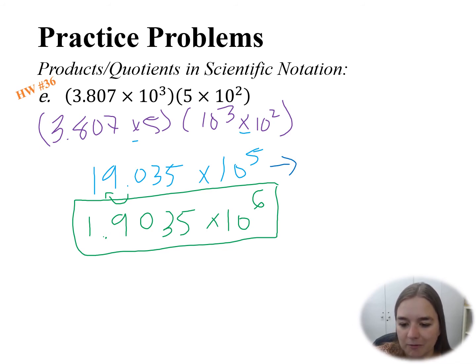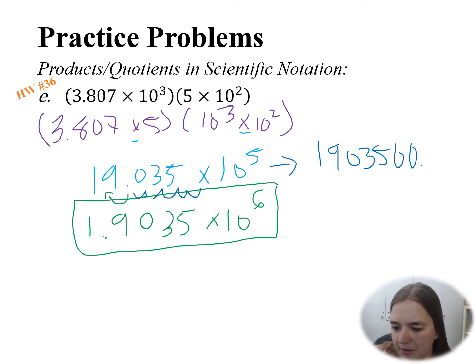So I'm going to move my decimal 5 spaces, 1, 2, 3, 4, 5. So I get 19035, and then 2 empty spaces to put zeros in. Count in from the right, comma, comma, and my answer in standard form is going to be 1,903,500.